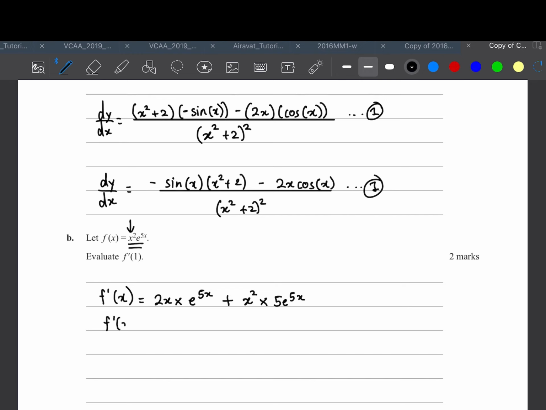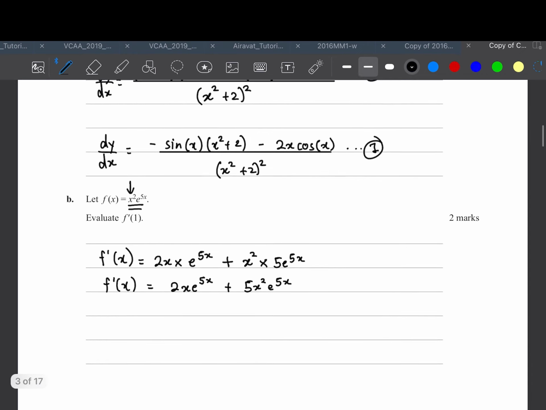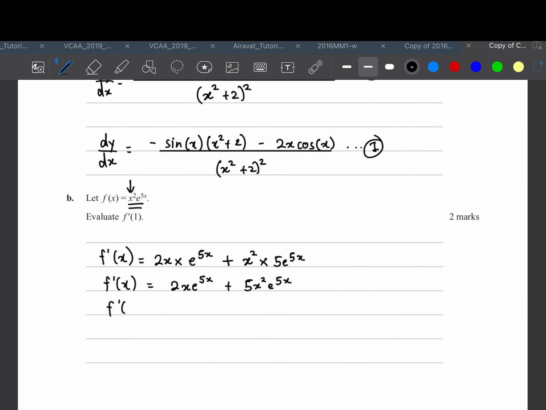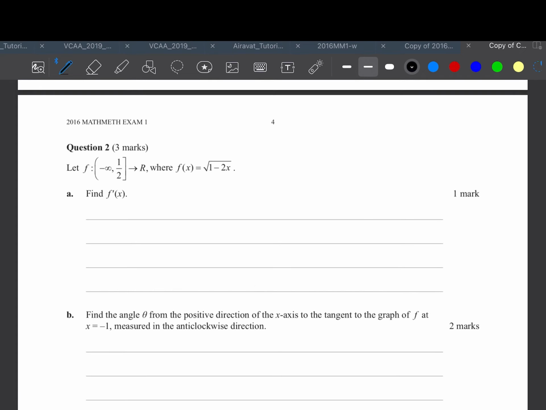So our derivative is going to equal 2x e to the power of 5x plus 5x squared e to the power of 5x. And now f dash of 1 is just going to be 2 e to the power of 5 plus 5 e to the power of 5, which is going to be equal to 7 e to the power of 5. So our f dash of 1 is equal to 7 e to the power of 5. Now again, our suggested mark here is going to be 1 here and 1 here, so that's your 2 marks. So moving on to question number 2.